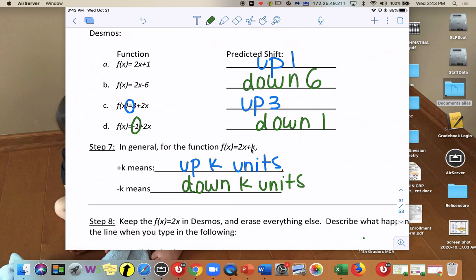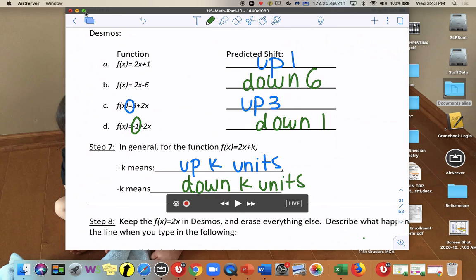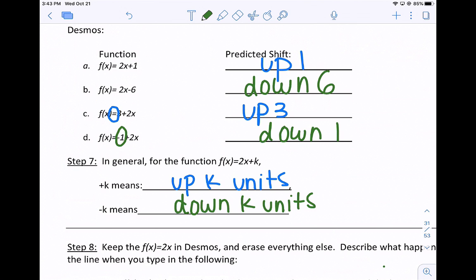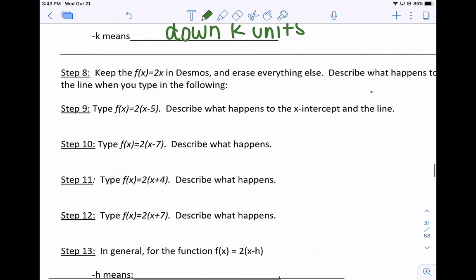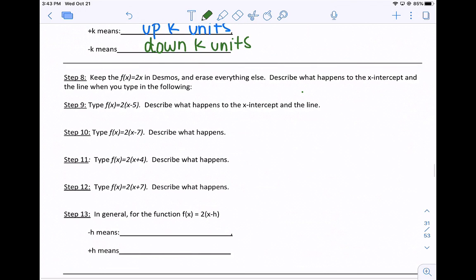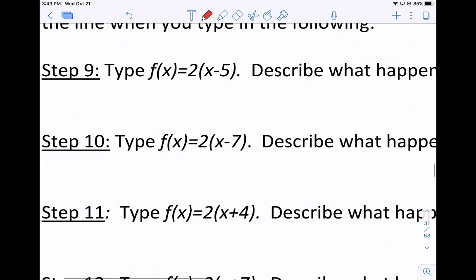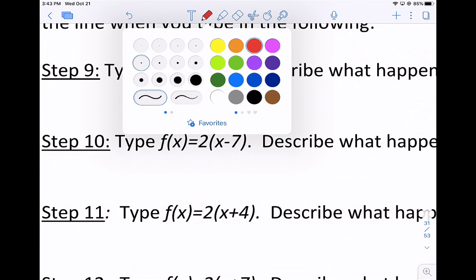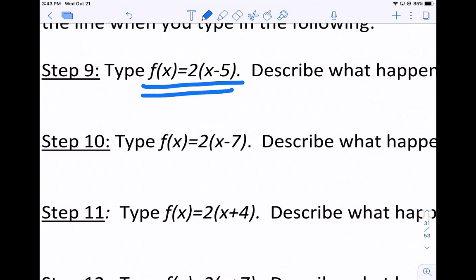Okay, step 8, it says, I should make this bigger, I apologize. Okay, so step 8, keep f of x equals 2x in Desmos and erase everything else. Describe what happens to the x-intercept and to the line when you type in the following. All right, so x-intercept is where it crosses the x-axis, so we'll be careful of that. So the x-intercept this time, not the y-intercept. All right, so let's try the first one. I'm going to type in 2 parentheses x minus 5. So here's the first one we're going to test, and we're going to see what happens to the x-intercept.